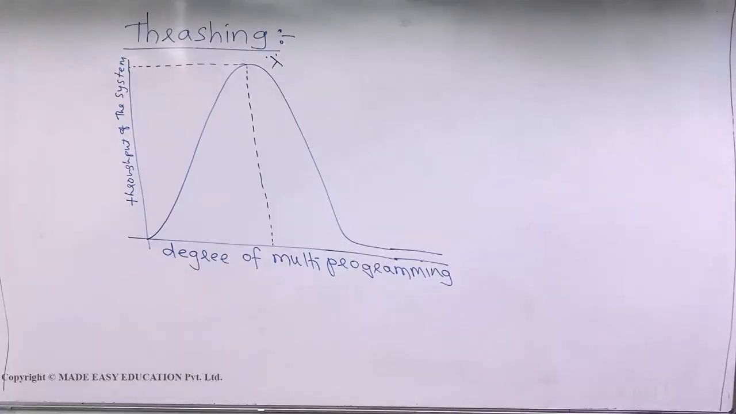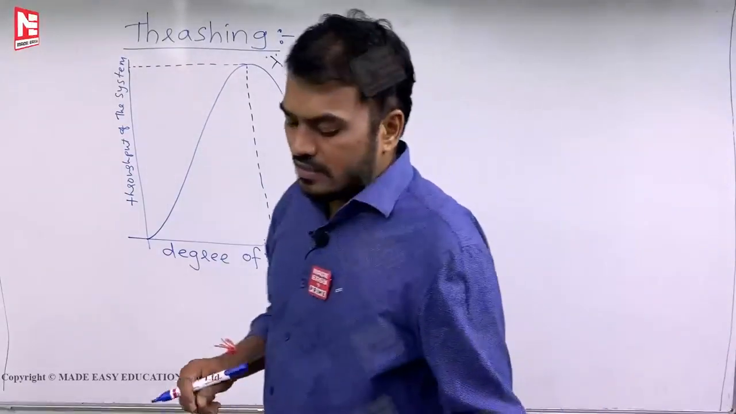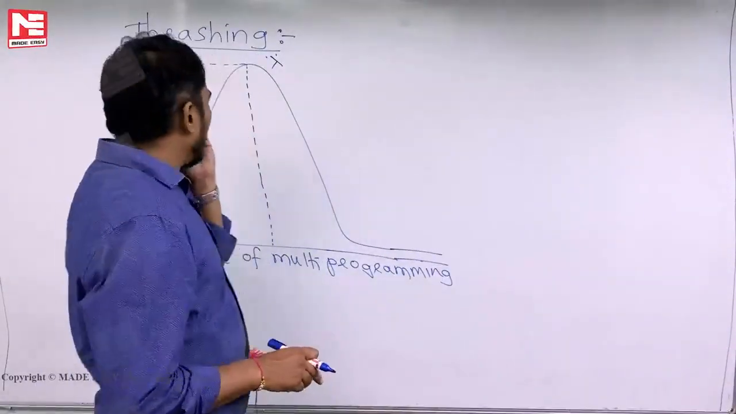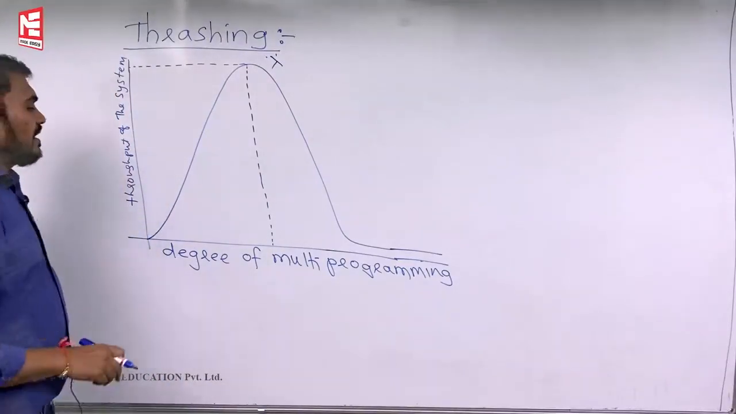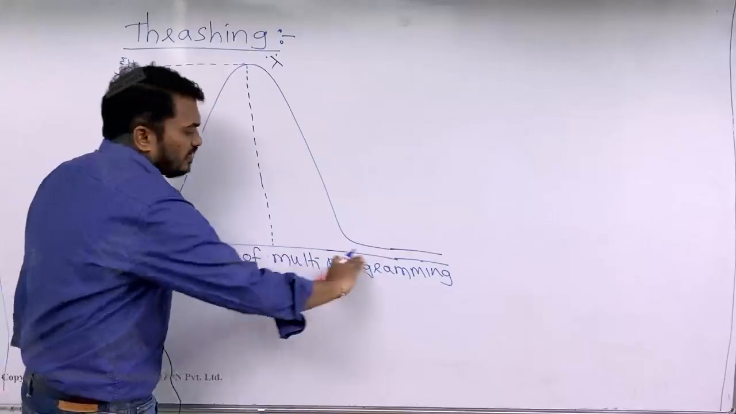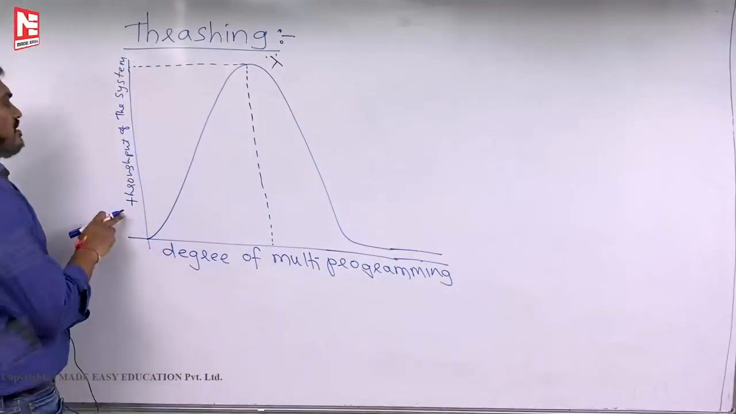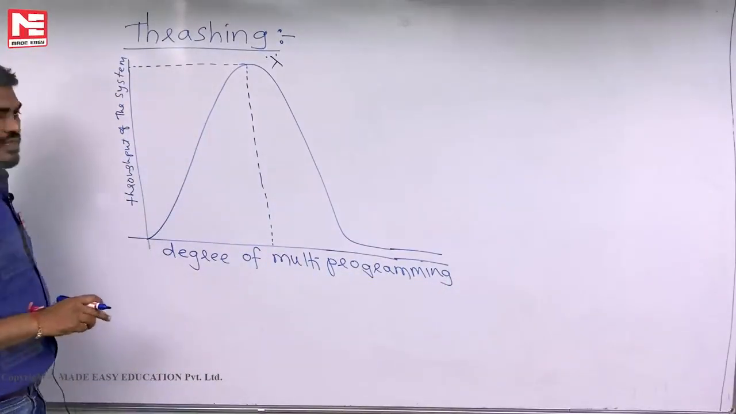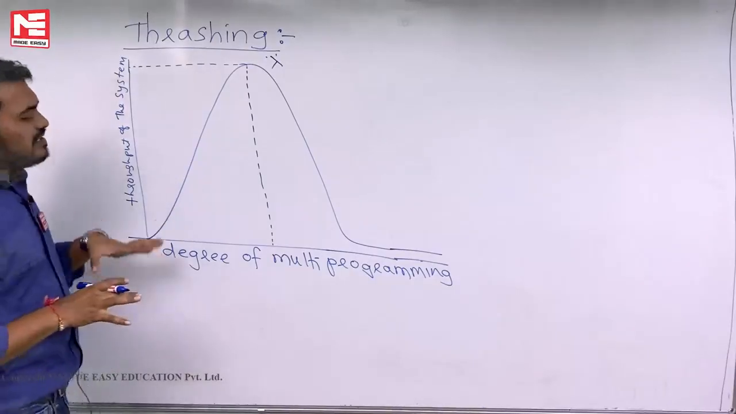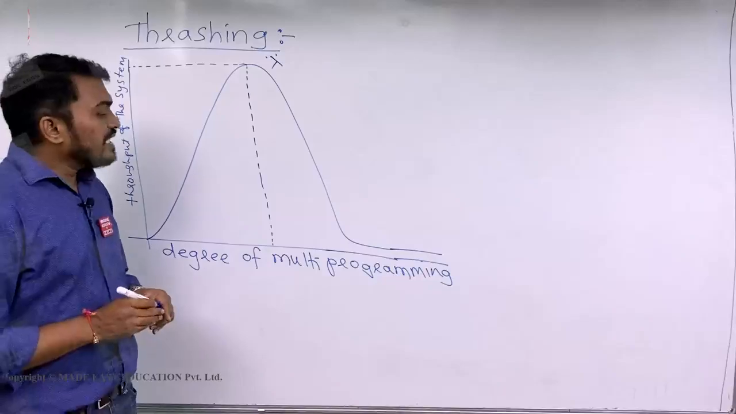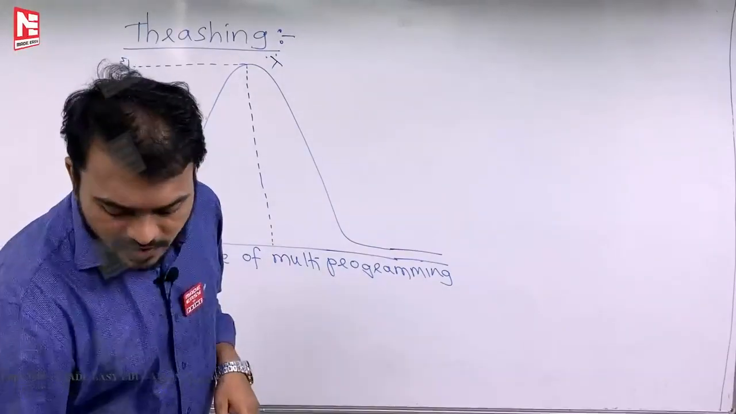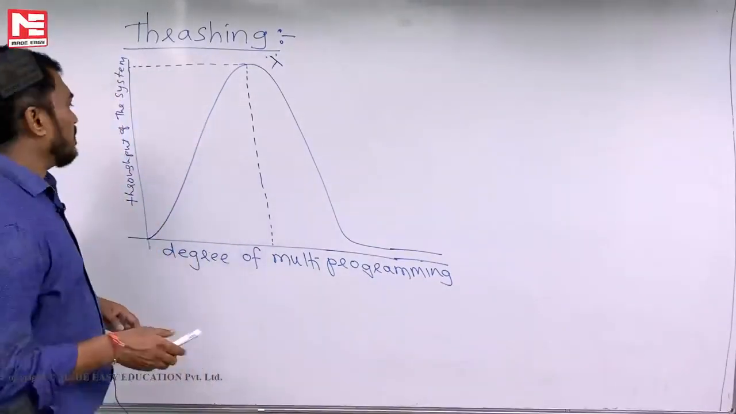Okay, next we'll move on to the next topic, that is thrashing. What is the meaning of thrashing? Let's try to understand. I'm representing the degree of multi-programming on the x-axis and the throughput of the system on the y-axis, and you can easily guess what the meaning of all this is.